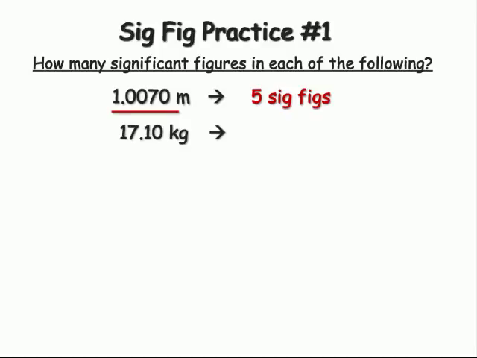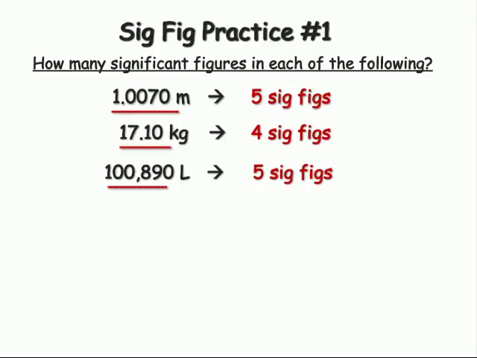Let's look at 17.10. Again, I see 3 non-zero digits, so there's 3 right there. I see a trailing 0. I also see that there's a decimal that makes the trailing 0 significant, so we have 4 significant figures there. 100,890 liters. I have 1, 2, 3 non-zero digits. I have 2 captive zeros, so that's 5 for sure. And I have a trailing 0. But do I see a decimal? No, I do not. So that makes this trailing 0 not significant. So this only has 5 significant figures.